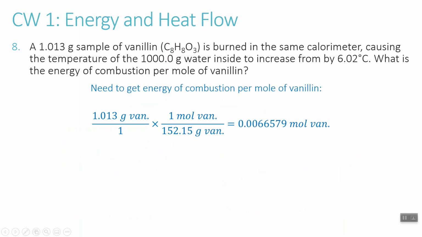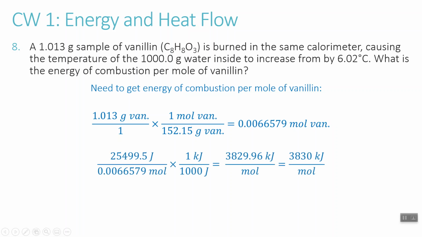So here I am just converting my grams of vanillin into moles. And then I'm taking my answer from the previous question, or the previous slide rather, and I'm dividing that by the number of moles here. And then I'm just doing a little bit of conversions here. So I changed my joules into kilojoules so I could report my answer in kilojoules per mole. And this is going to require 3 sig figs for my answer because my measurement of temperature was only 3 sig figs.